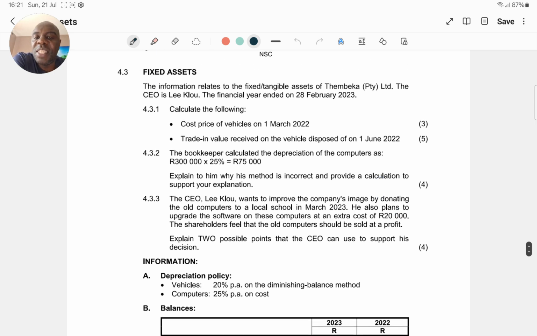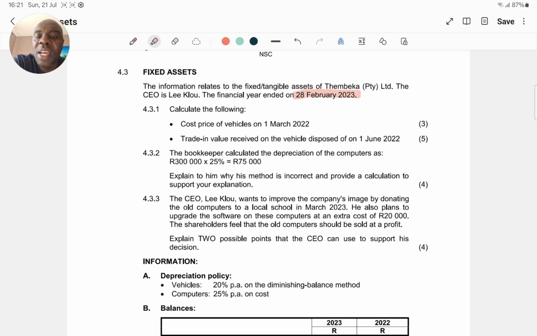4.3 fixed assets. The information relates to the fixed assets of Tembeka Limited. The CEO is Lee Klu. The financial year ended on the 28th of February 2023. So my financial year is ending on the 28th of February 2023, meaning that the financial year started on the 1st of March 2022. Okay, what is it that we're expected to do?